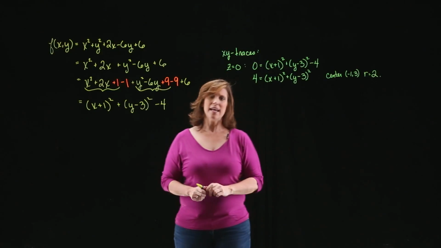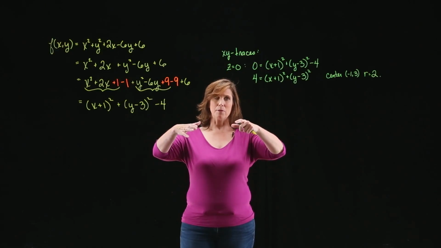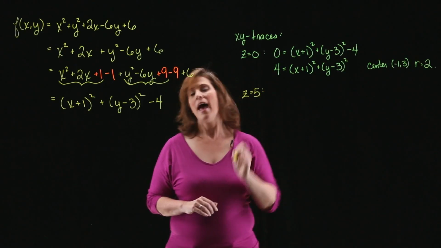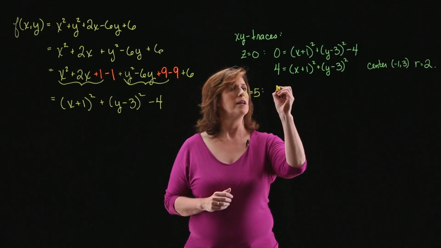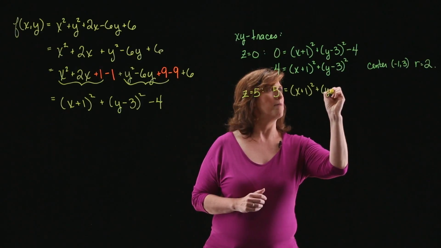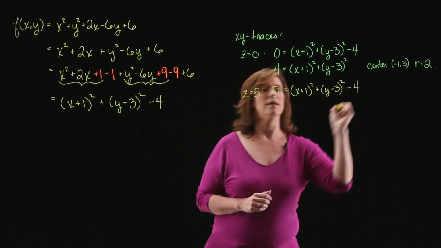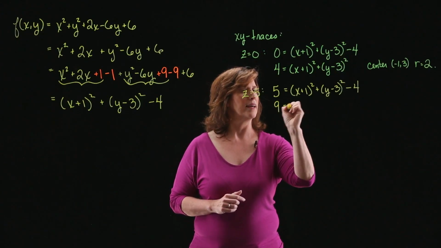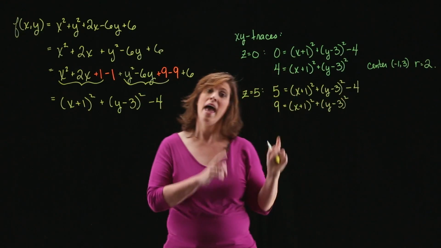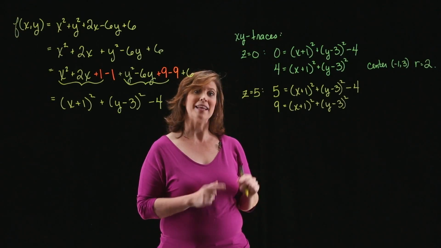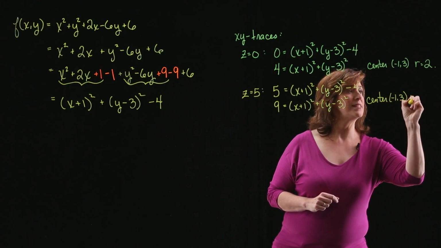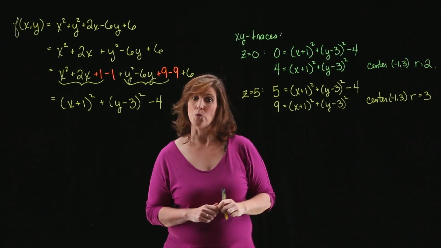All right, well, instead of looking at the xy plane, let's move z up a little bit, and let's say z is going to equal 5. So let's see what happens when z equals 5. And these are just arbitrary numbers. I can let z be whatever I want. So 5 then is going to equal my quantity x plus 1 squared plus y minus 3 quantity squared minus 4. Adding 4 to both sides, I get 9 equals my quantity x plus 1 squared plus the quantity y minus 3 squared. And hopefully you recognize that this is also a circle centered at the same point, negative 1, 3. But this time, my radius is 3.